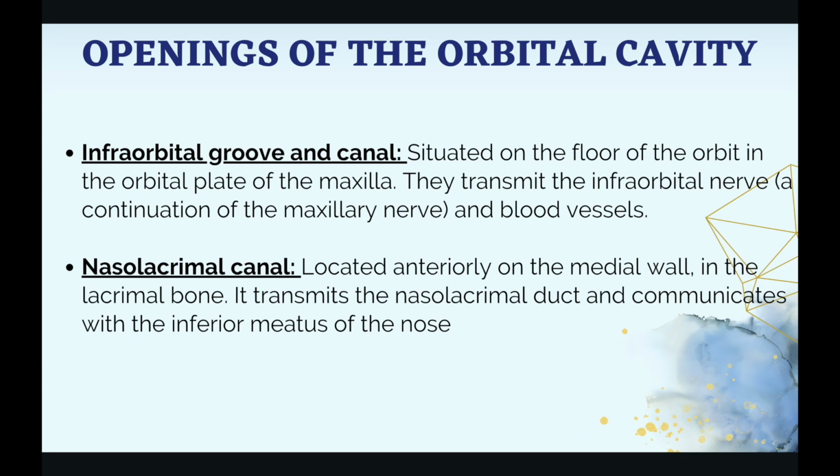The infraorbital groove and canal are situated on the floor of the orbit in the orbital plate of the maxilla. They transmit the infraorbital nerve, a continuation of the maxillary nerve, and blood vessels. Also, the nasolacrimal canal. This is located anteriorly on the medial wall in the lacrimal bone. It transmits the nasolacrimal duct and communicates with the inferior meatus of the nose.